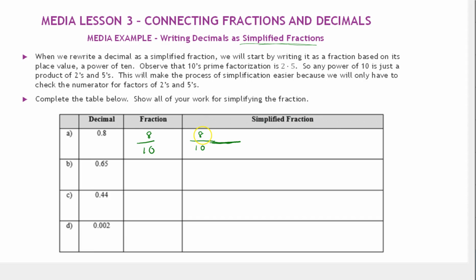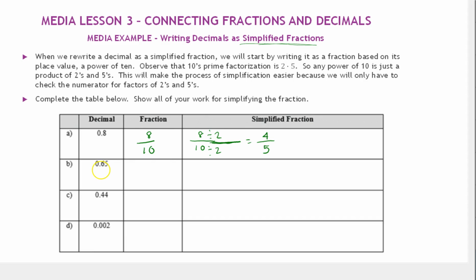So notice that it is even, so I'm going to divide the top and the bottom by 2. 8 divided by 2 is 4, and 10 divided by 2 is 5. So simplified, 8 tenths is 4 fifths. Now notice since there was just one factor of 10, we only had one factor of 2 to divide out by. So even though 4 still has two factors of 2, the denominator doesn't have any factors of 2 left to divide out by. So this is completely simplified.